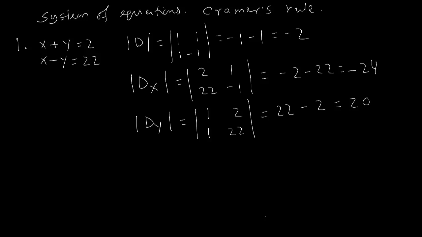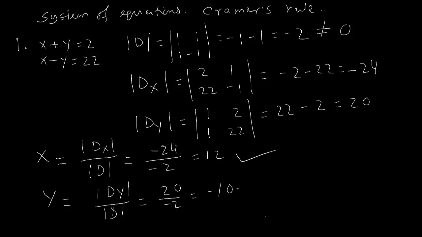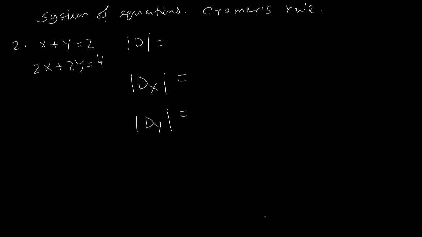So you got your d, you got your dx, you got your dy. Now you can see x will be determinant dx over determinant d. Our determinant d is non-zero, so this has a unique solution. The value for dx is negative 24 and d is negative 2. So negative 24 over negative 2 gives you 12. And y equals determinant dy over determinant d, which simplifies to negative 10. So the solution is x, y equals 12, negative 10. This is our unique solution in this case.